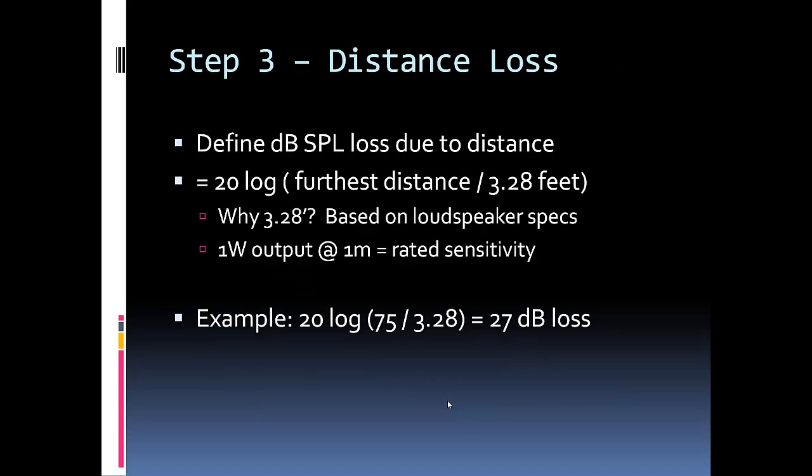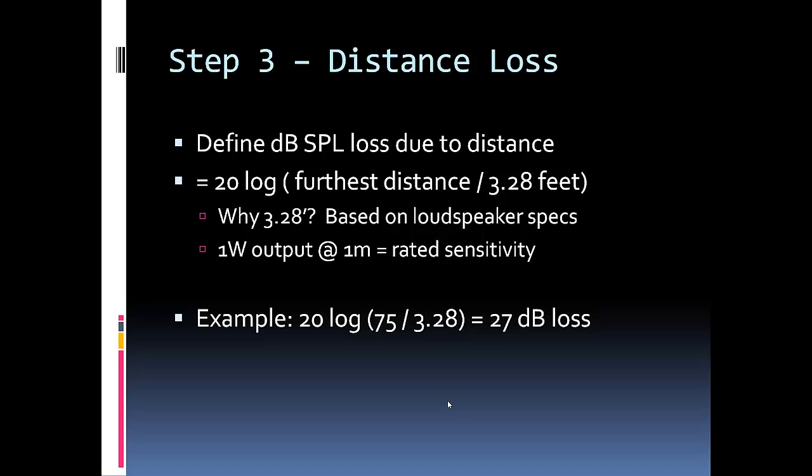Step 3, taking into account distance loss. This should be a cakewalk for you guys by this point. Of course, defining the dB SPL loss due to distance is another 20 log equation. Now it's 20 log of the furthest distance divided by 3.28 feet.